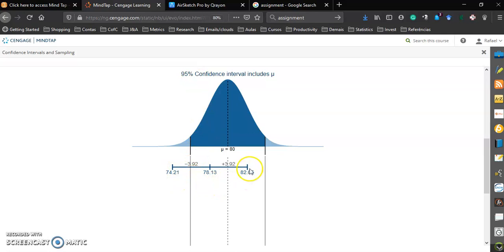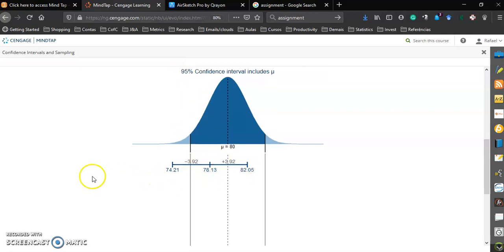I can say that we are 95% confident that this interval between 74 and 82 includes the true population mean, which is the mean grade for students in business statistics in the United States. So how much is the sample mean for this interval? 78. But 78 is not exactly 80, but the interval contains the 80. So my interval will be correct 95% of the time, or if I collect 100 samples, 95 of them will have an interval that contains the true population mean.